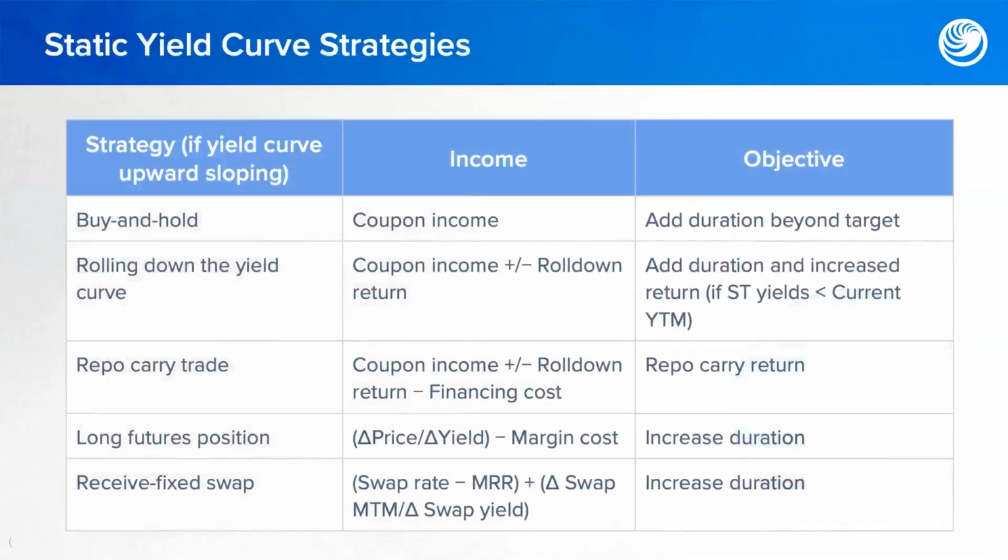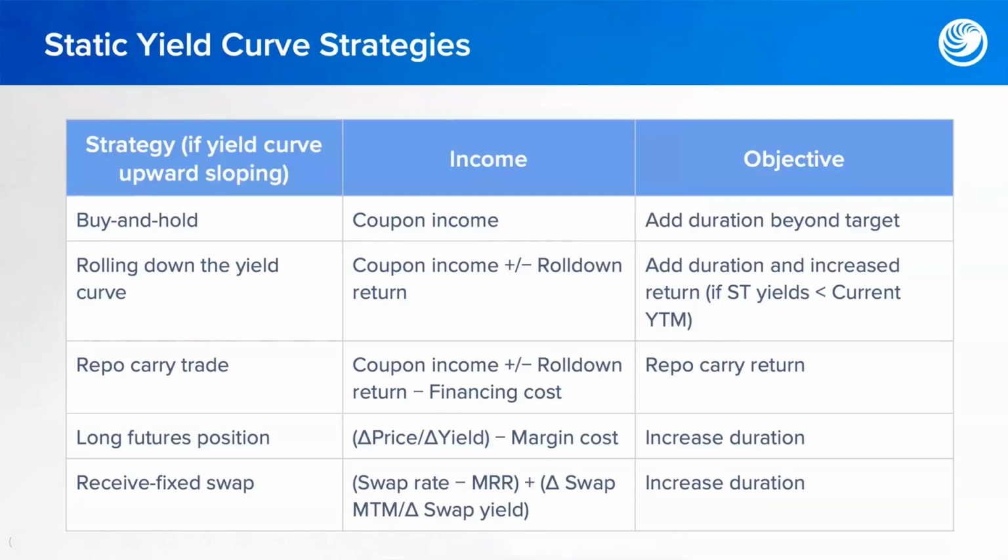Okay, so let's look at our 5 different strategies. We're assuming a normal upward sloping yield curve. So our first strategy is simply buy and hold. Our income is the coupon income that we receive from holding the bond. Our objective: ensure that we have duration beyond the target duration of any liability.